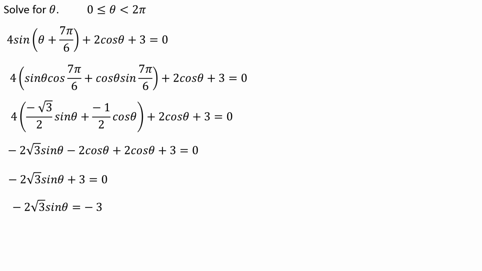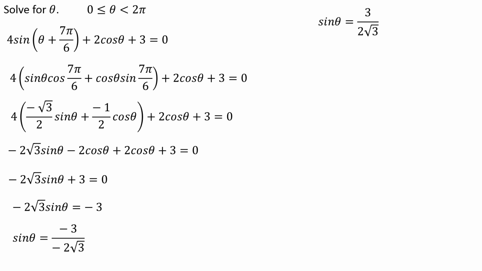Subtract 3 from each side. Divide each side by negative 2 root 3. And if I can just simplify that fraction, I'll be able to proceed. Well, I know negative divided by negative will come out as positive, so I can get rid of the negative symbols.